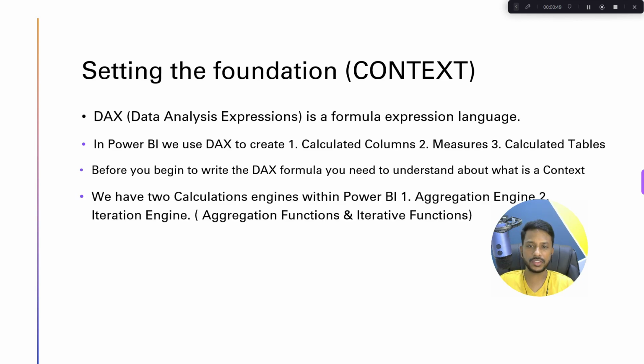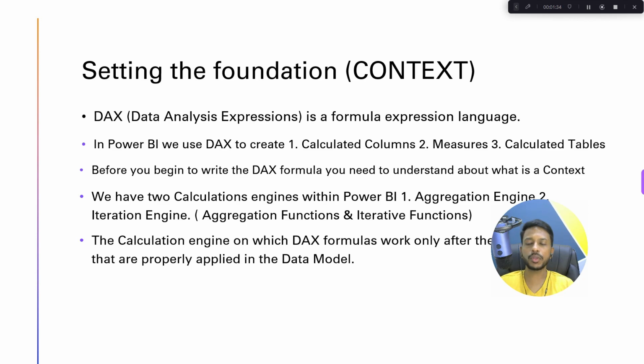You have two calculation engines. So context, we'll have a demo in a moment so that we can deep dive and understand what exactly the context is. And then we have something called two calculation engines within Power BI. Depending on what formula you write, the related engine gets activated. One is the aggregation engine and the second is the iteration engine. It's nothing but the categorization of the functions. There are some set of functions which work a certain way. Whatever function you use, the related engine gets activated. Just for understanding, okay? Nothing will show up in the front, but this is all done in the backend.